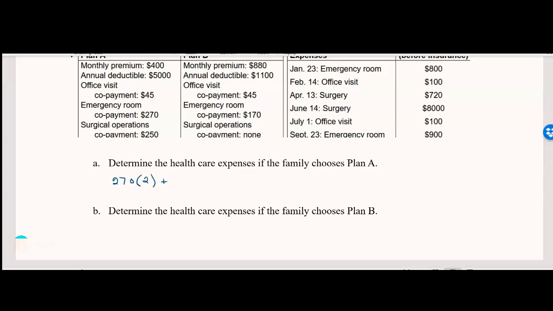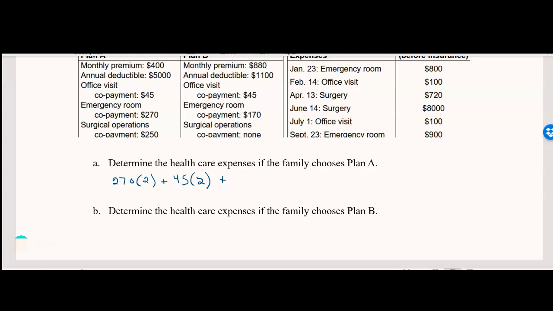Okay. Now I go to the office visit. They had an office visit. I go to Plan A. The office visit was $45. How many office visits did they have? They had 2. I don't want to just go in order, but if we can do a couple at a time, that's what we'll do. So we have $45 copay times 2 of those visits.